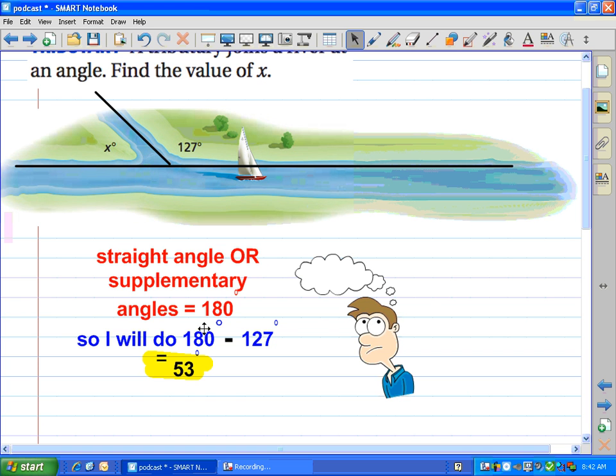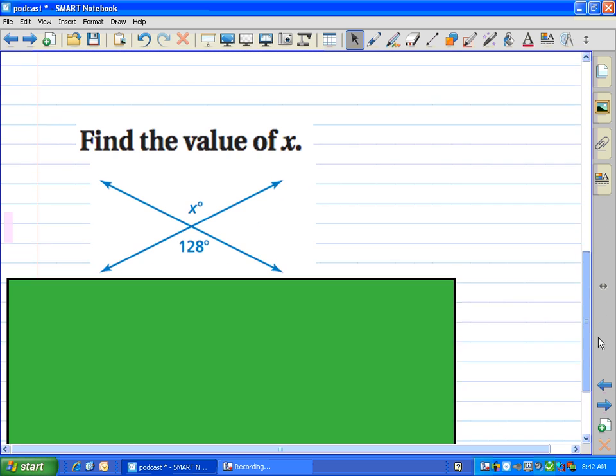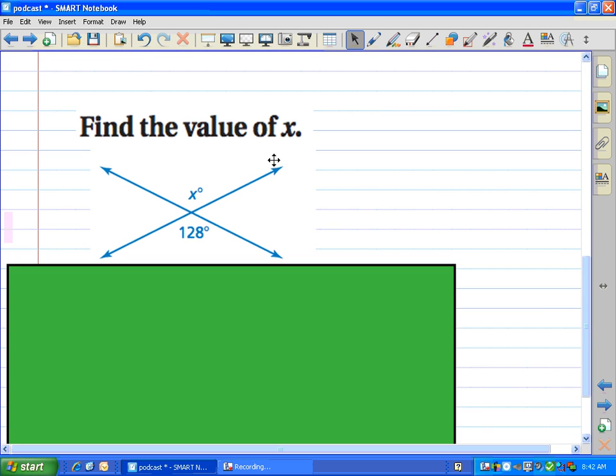Easiest way to work the problem, I'm going to do 180 minus 127. When I do that, bada bing, bada boom, I get 53 degrees. Check your answer. 127 plus 53 gives you 180. Bada bing, bada boom.